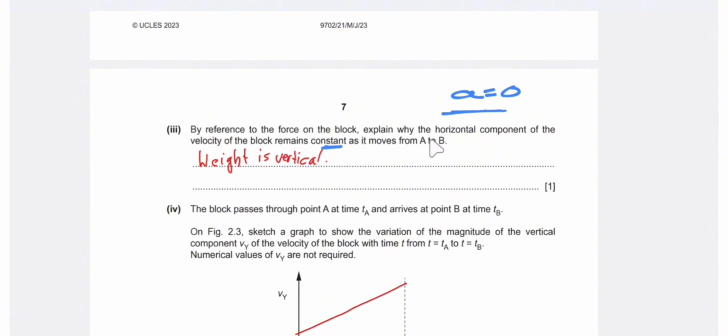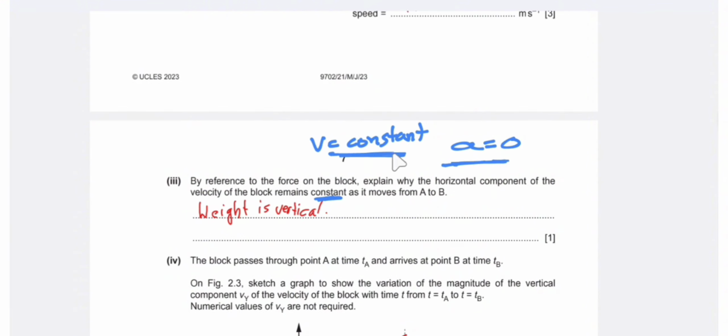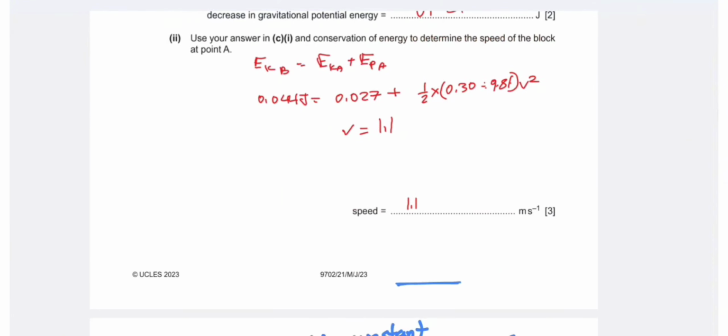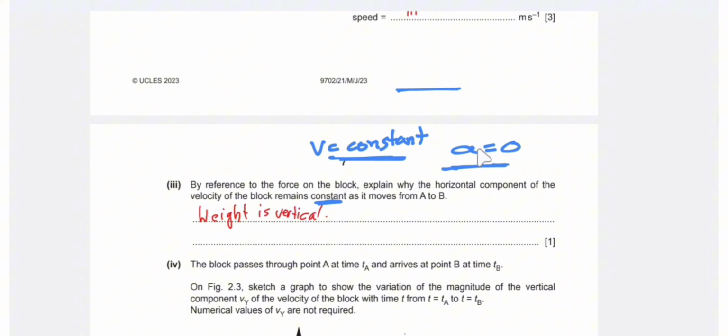Here we need to state why the horizontal component of velocity of the block remains constant. In the horizontal direction the resultant force is 0, so the acceleration in the horizontal direction is 0. And when acceleration is 0, the velocity is constant. Why is the velocity in the horizontal direction constant? Because the acceleration is 0. And why is the acceleration 0? Because the resultant force in the horizontal direction is 0.